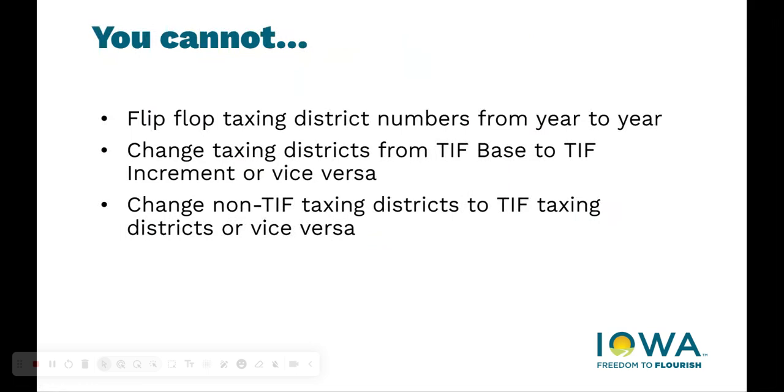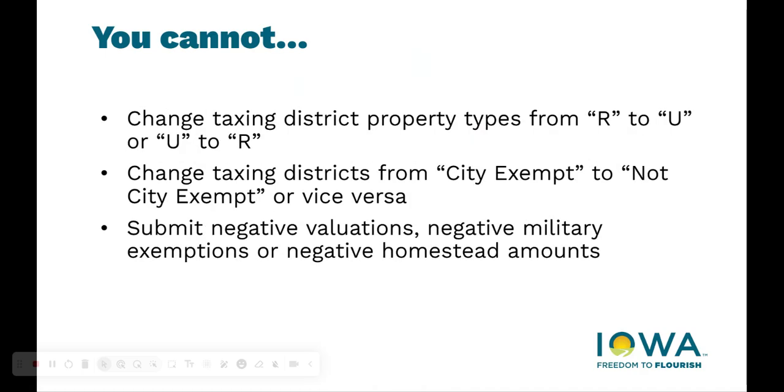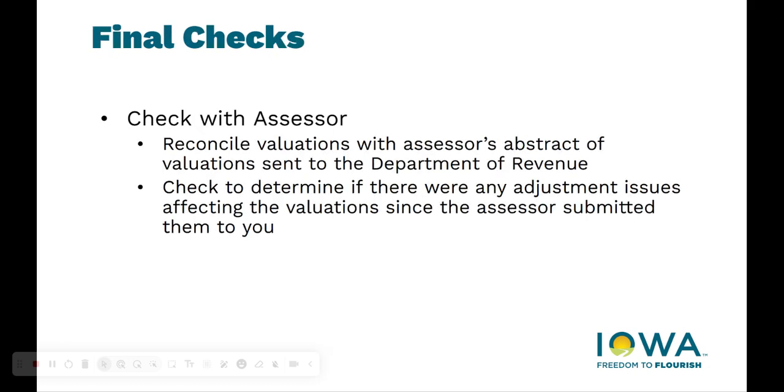Just a reminder that you can't flip-flop taxing district numbers from year to year. You can't change taxing districts from TIF base to a TIF increment or vice versa year to year. And you can't change non-TIF taxing districts to a TIF taxing district or vice versa. You can't change property types from rural to urban, urban to rural, city exempt to non-city exempt, and please be certain you're not submitting negative values, negative military exemptions, negative homestead amounts, no negative numbers.